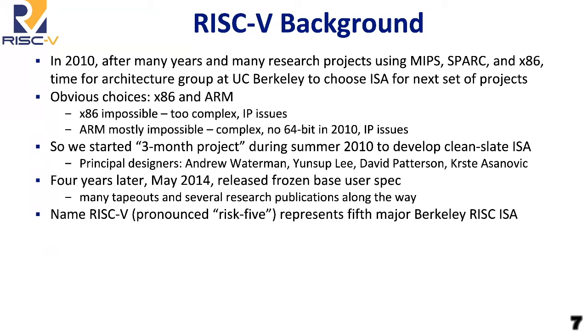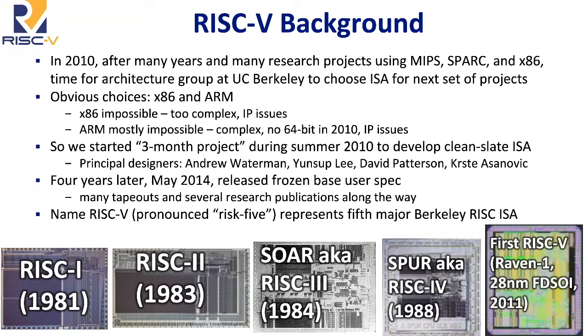The name is RISC-V, written as RISC-V as a Roman numeral, because it is the 5th major Berkeley RISC ISA. So RISC-1 and RISC-2 are the famous early RISC chips from Berkeley, and Dave Patterson coined the term RISC for these early chips. But then he changed the naming scheme to SOAR and SPUR, and he regrets doing that. So we went back and renamed those RISC-3 and RISC-4. And so now RISC-V is the 5th incarnation.